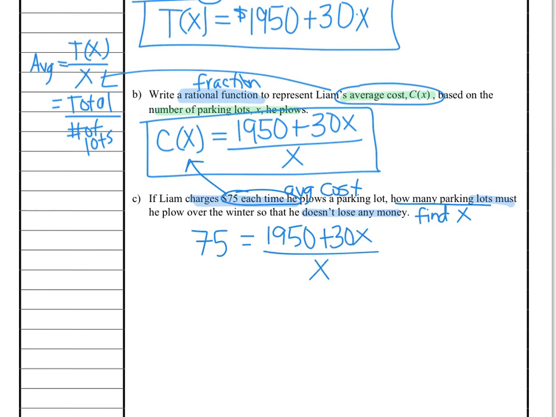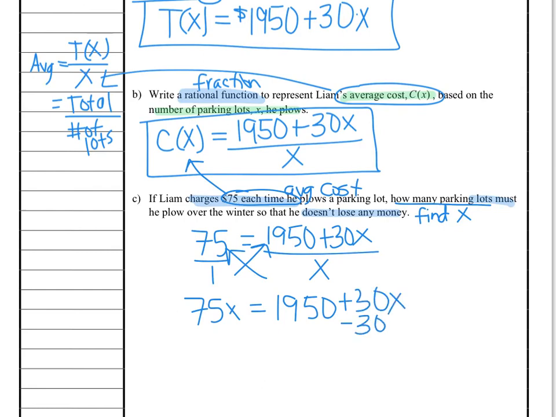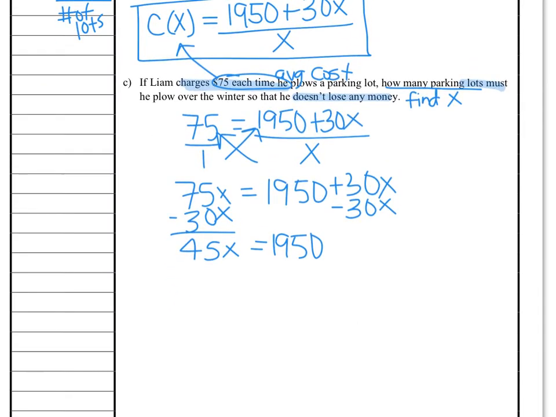How do we solve this? Just put the 75 over 1, so we have a fraction equals a fraction, and cross multiply. So you get 75x equals, well, 1 times those two things is just those two things. So I get that. Oops, x. And then we're going to solve for x. So take your smaller x and move it to the other side. Get 45x equals 1950. Divide both sides by 45.